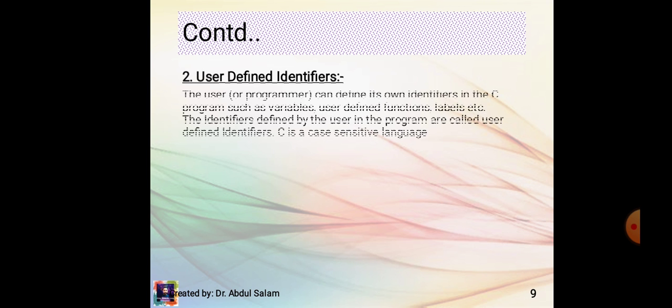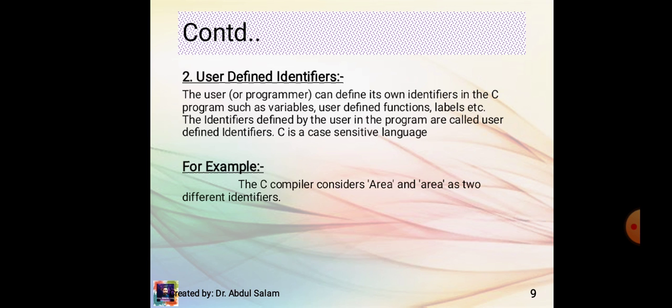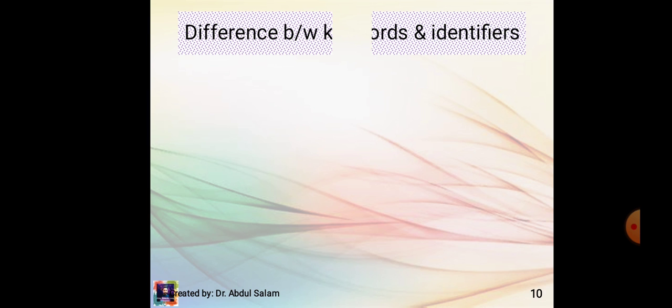The next one is user defined identifiers. The user or programmer can define its own identifier in the C program, such as variables, user defined functions, and labels, etc. The identifiers defined by the user in the program are called user defined identifiers. C is a case sensitive language. For example, the C compiler considers area with capital A and area with small a as two different identifiers.